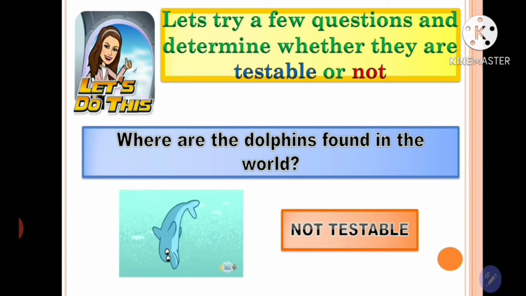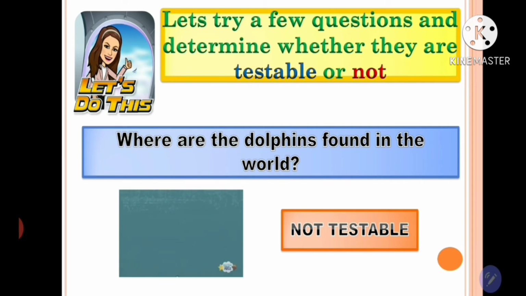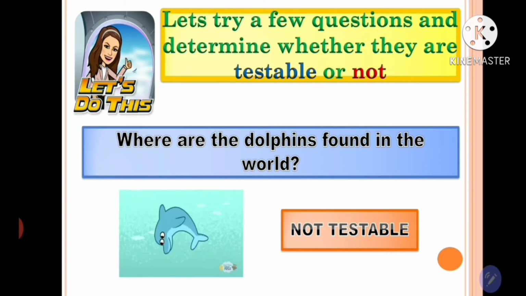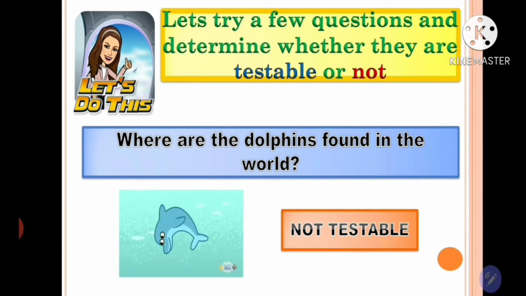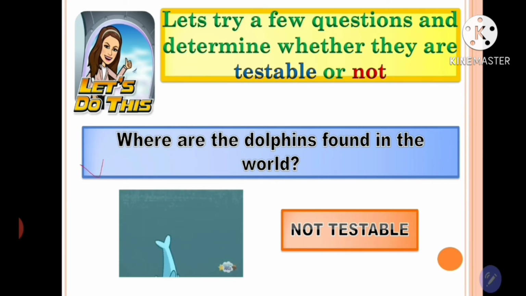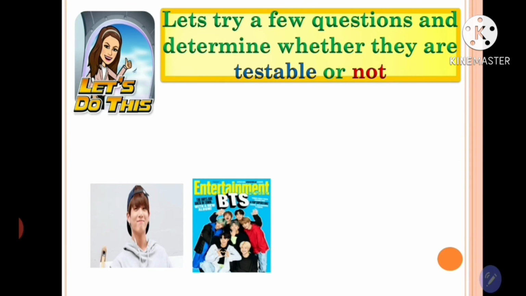The answer is very obvious because we know that all fishes, like dolphins, live inside the ocean. So that is a general fact, that dolphins live inside the ocean. So the answer is very predictable. You don't need to test, you don't need to investigate, you don't need to analyze. So that is the reason why this question is not testable. Are you on the right track?